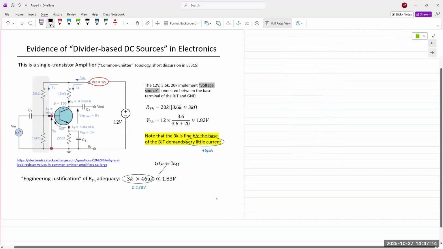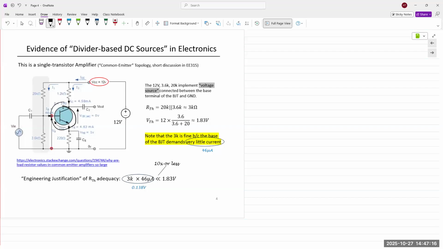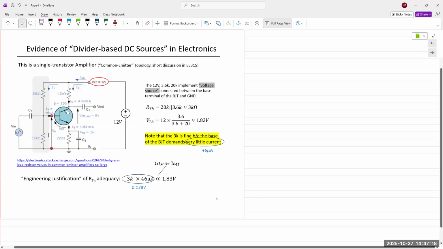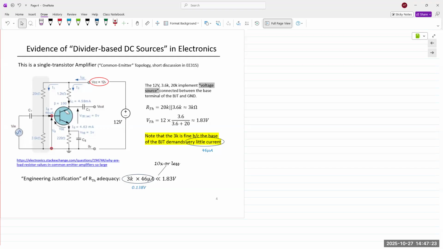Okay. So this is a transistor. This is something you'll study in EE 315. It's not until your spring quarter. Okay. So you're taking 115 now, 215 in winter, and 315 in the spring.